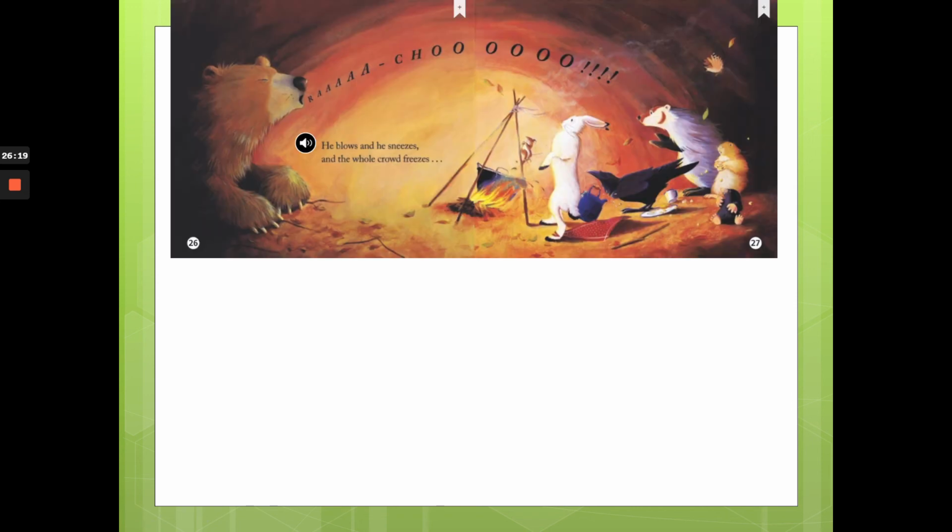Let's look at another example. On this page here, who are the characters on these pages? There's a lot of characters here. There's Mouse, there's Hare, there's the Wren, there's the Raven, there's Badger, there's Mole. There are all of the animals that came into the cave.